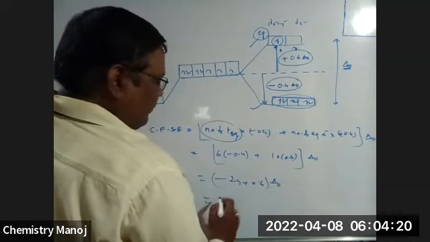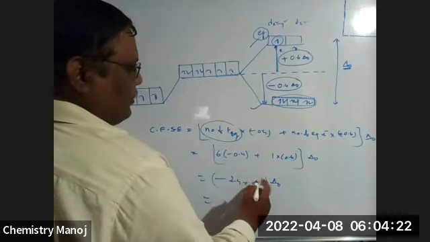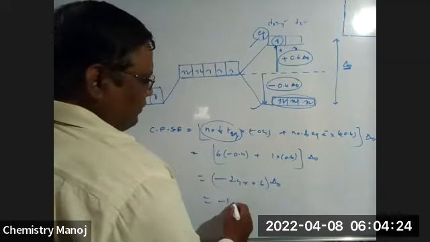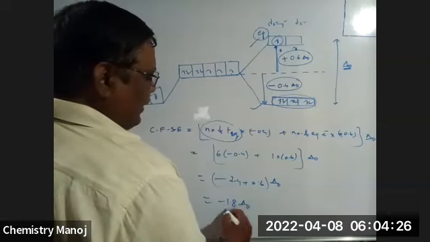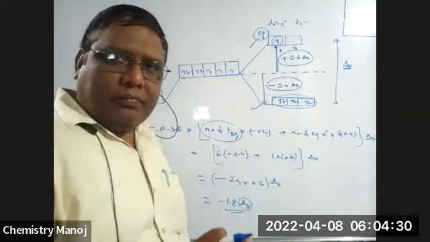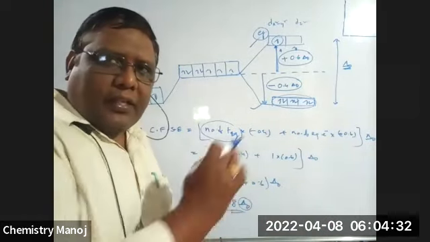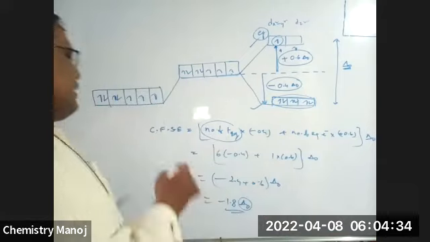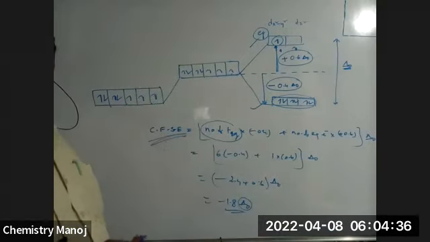How much is the value? Minus 2.4 plus 0.6 gives minus 1.8 delta naught. The delta naught value is sometimes given to you in your exam. Use that value, multiply, and after that you get the crystal field stabilization energy.